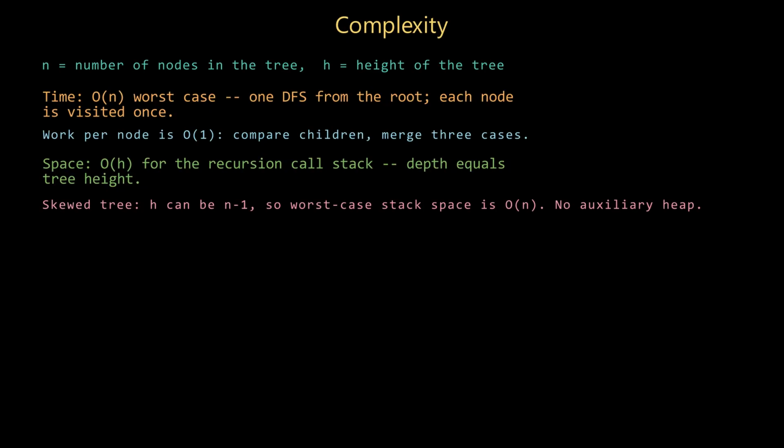Let n be the number of nodes and h the height of the binary tree. Time is O of n in the worst case. One depth-first search visits each node once, with constant work to combine left and right results. Space is O of h for the recursion stack, since call depth follows the height of the tree. If the tree is skewed, h can be about n, so worst-case stack space is O of n. We do not need an extra hash map or queue beyond that stack.